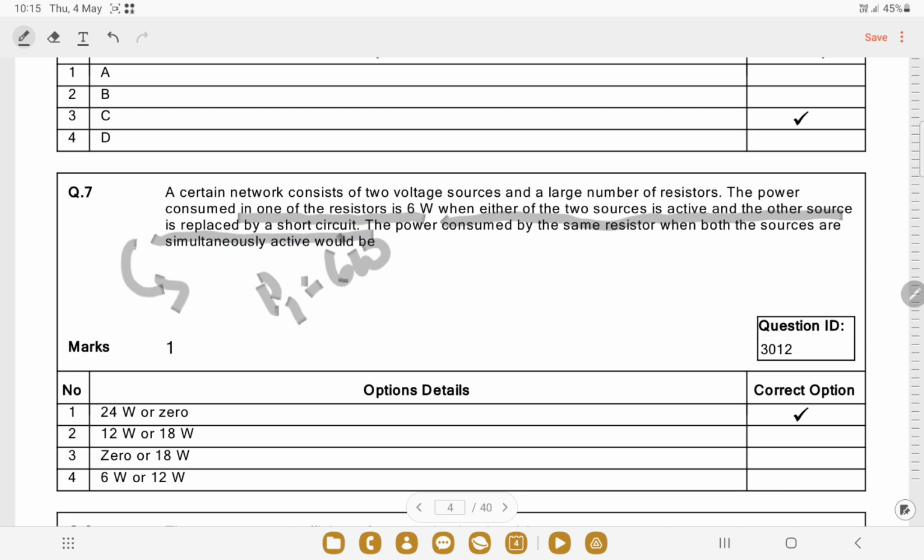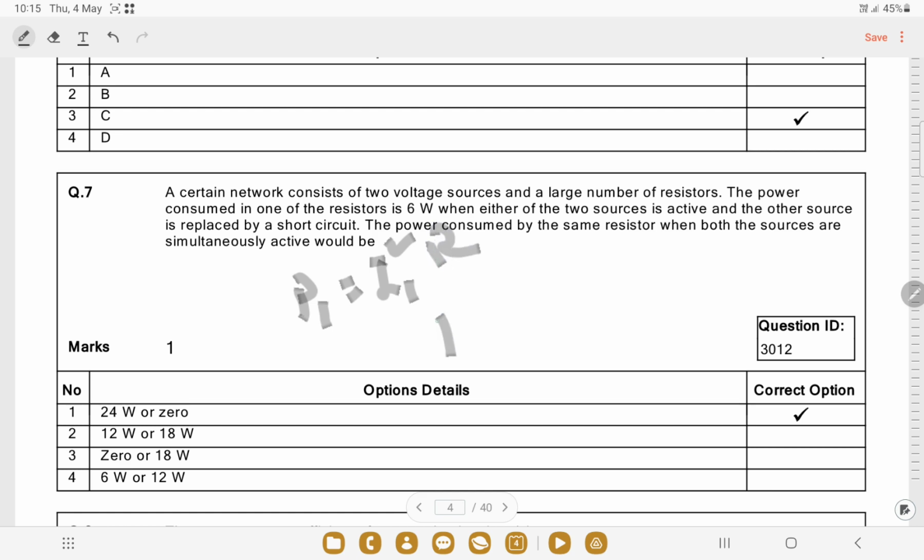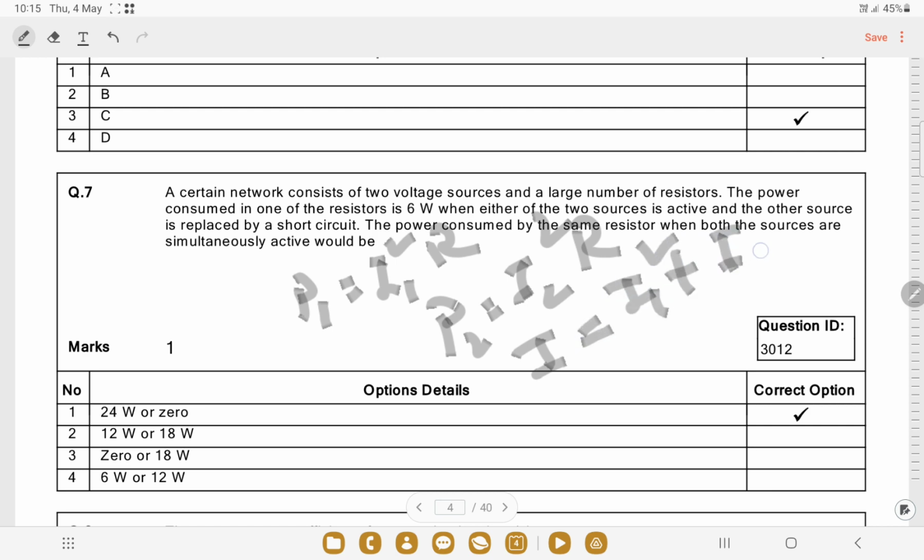we can say that we can apply the superposition theorem. If we apply the superposition theorem, first we have to find out the power P1. P1 we know is I1 square into R, and similarly P2 will be I2 square into R. Now if both the sources are active, then what will be the current? The current I will be equal to I1 plus I2.